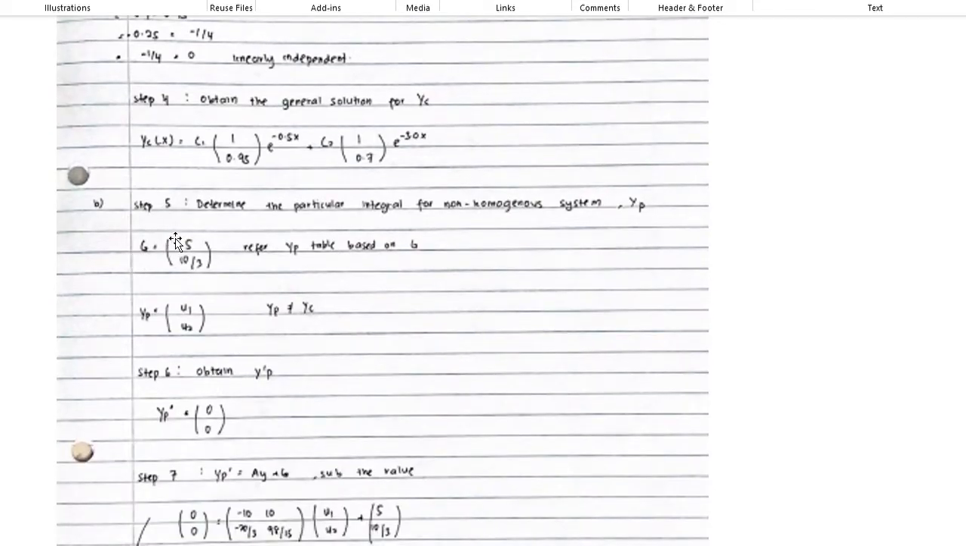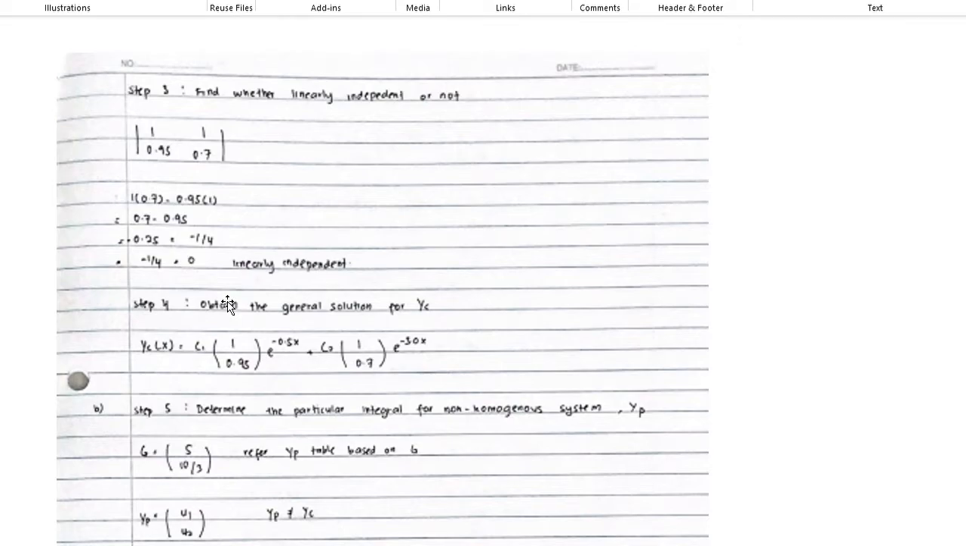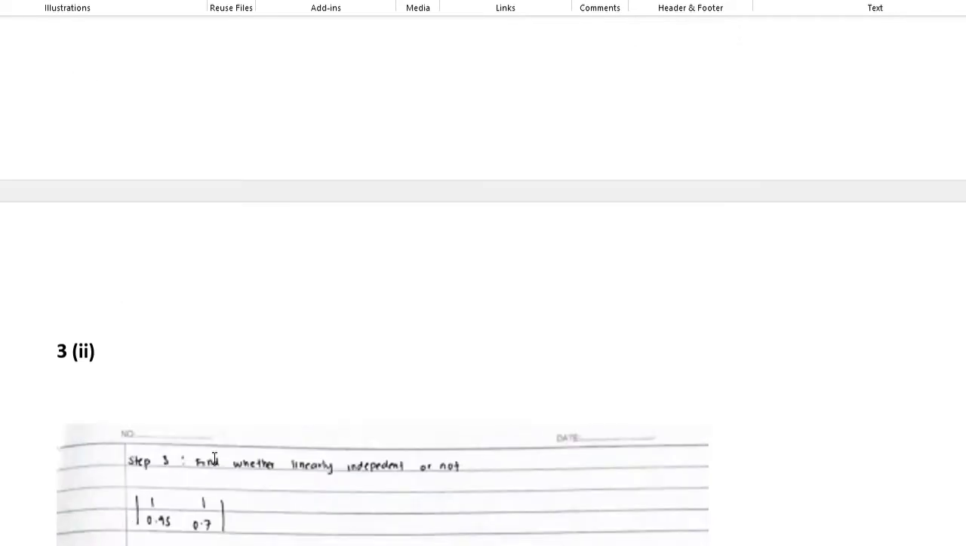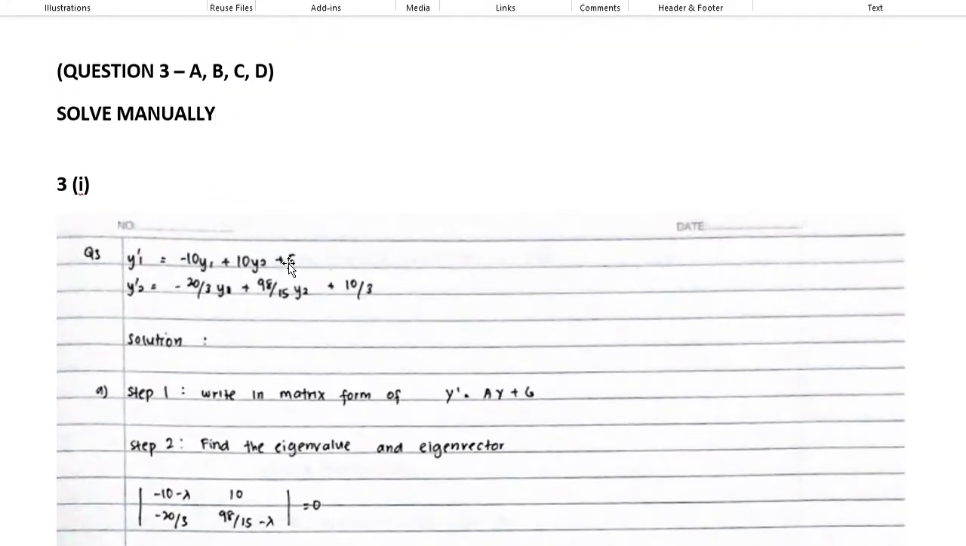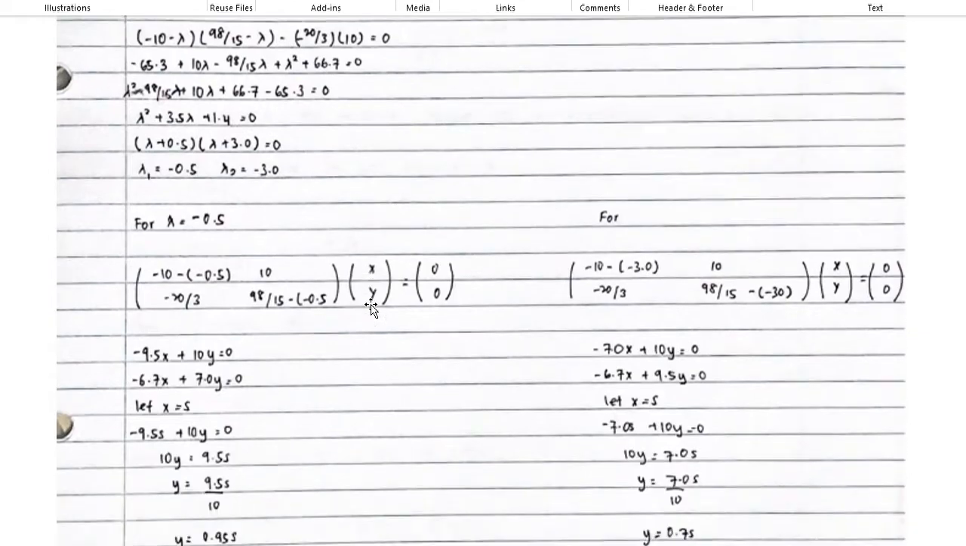So to get the value of YP, we need to take out the value of G, which is 5, 10 over 3, where we get this value from the question. By referring to the table based on G in our module, if the value of YP given is not the same as YC, we will proceed.